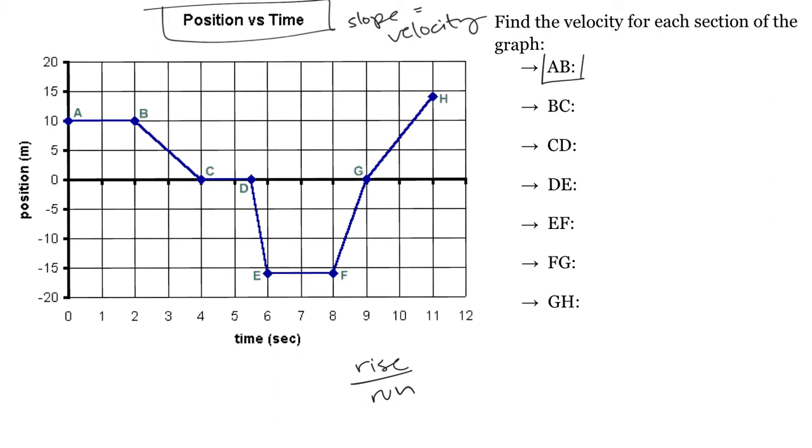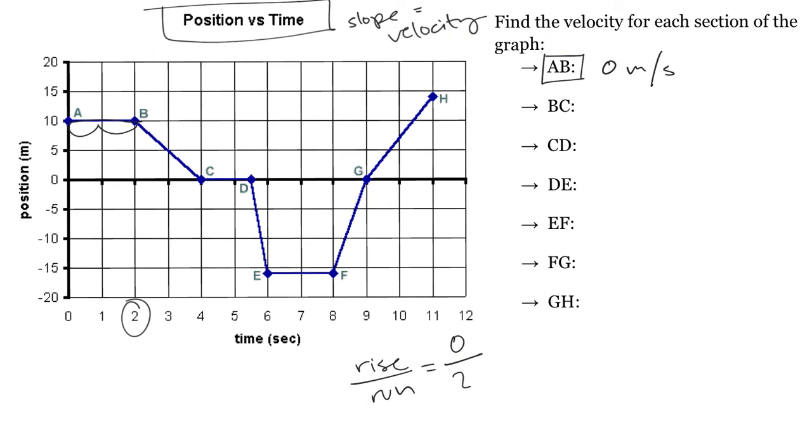So if we look at section A, B, this one's really pretty easy. From A to B, you have no rise. It does not go up at all. So your rise is 0 divided by your run, which is 2 spaces, which is also 2 seconds. So you get 0 meters per second for AB, which we just saw in the graphs above. If it's a flat line on position versus time, then it is 0. It's at rest. It's not moving.